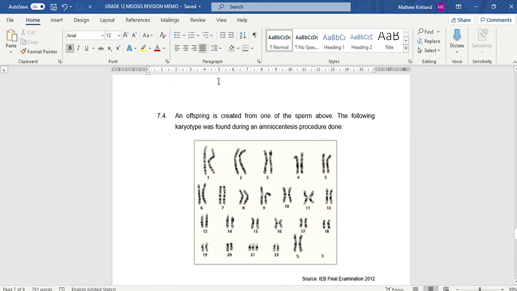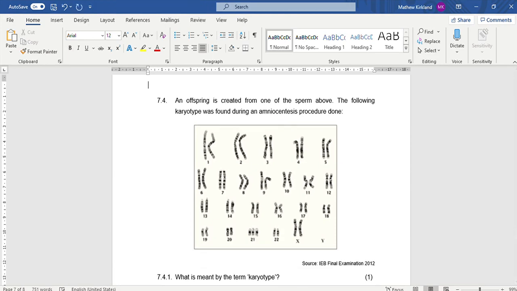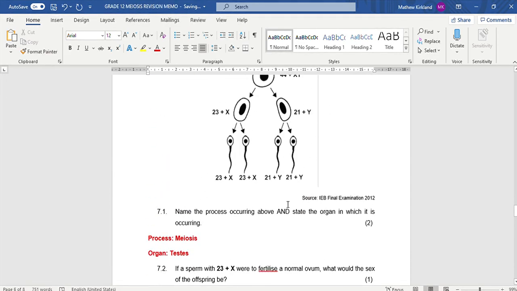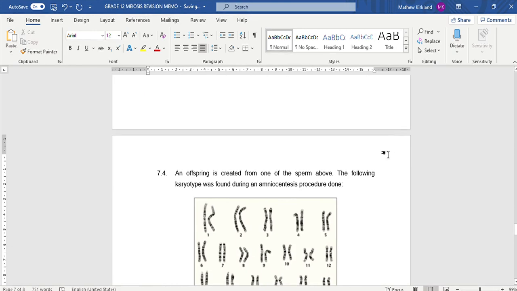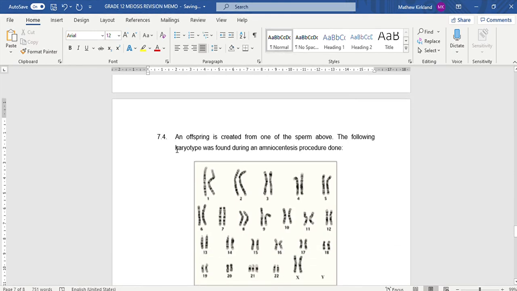Almost there, almost there. 7.4. An offspring is created from one of the sperm above. So I haven't told you which one. So it's created from one of these sperm. But you can probably hazard a guess as to which one I'm going to. The following karyotype was found during an amniocentesis procedure.